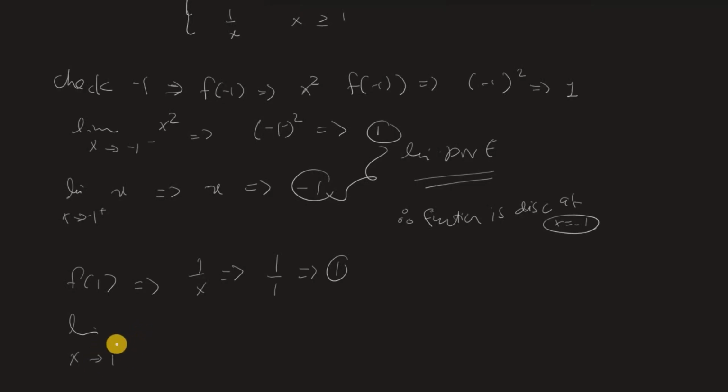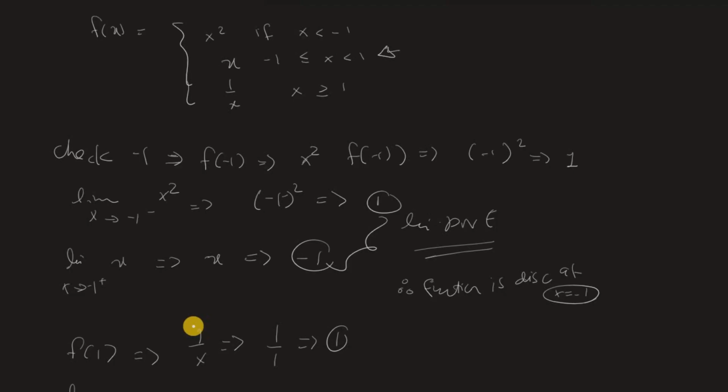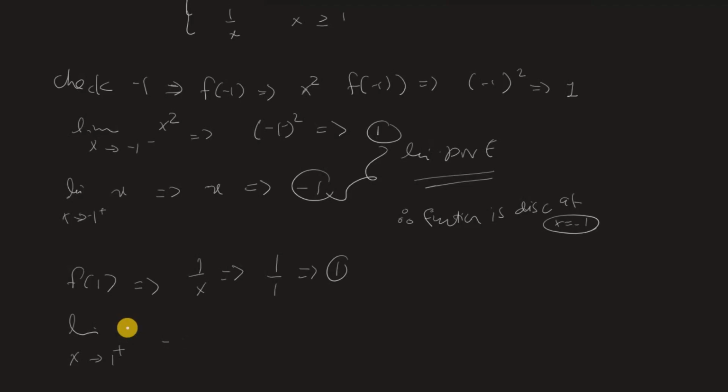Now let's go ahead and check the limit as x approaches 1 from the right side. Okay, so if we check the right side, that means values greater than 1. So values greater than 1 fall in here, right? So we'll go ahead and select this function. So for the limit as x approaches 1 from the right, we have this function. So that would be 1 over 1, and we get a 1 over here.